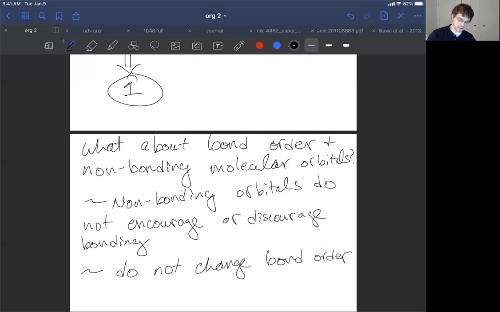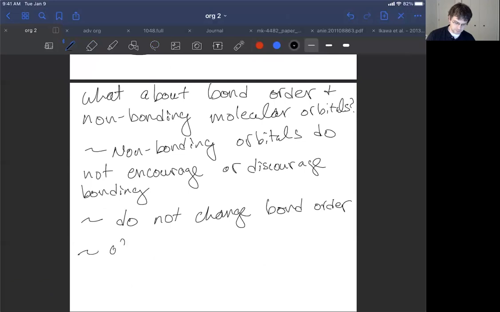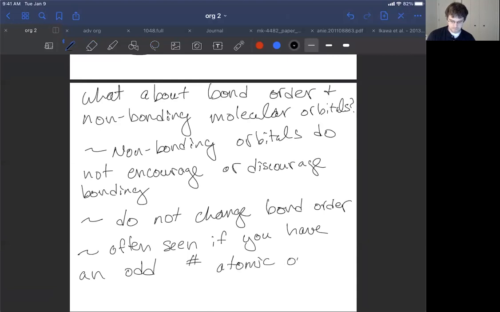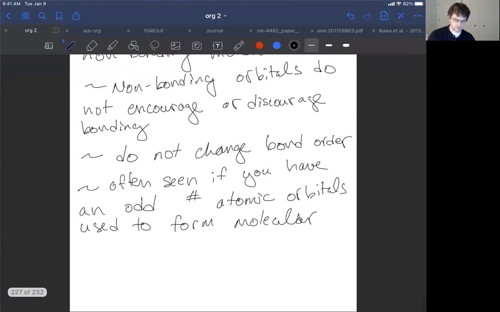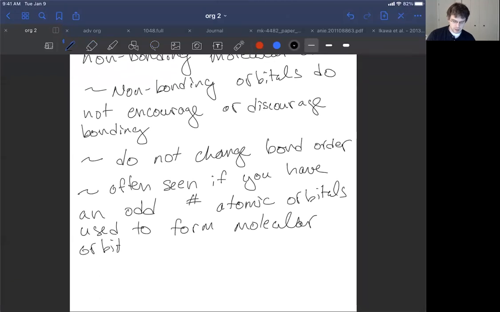Okay. So when do you see non-bonding molecular orbitals? These are often seen if you have an odd number of atomic orbitals used to form your molecular orbitals. And that happens quite a bit when we sort of are able to delocalize charge somewhat.